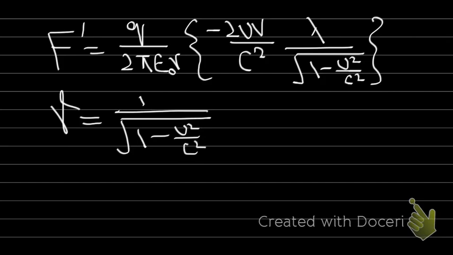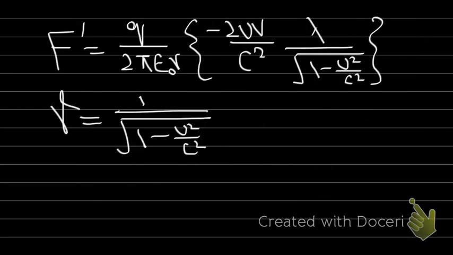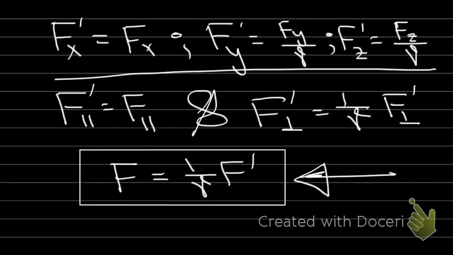Before I wrote gamma as 1 over under the root 1 minus v squared over c squared, but in this case, instead of v squared, I would have u squared, because if you noticed previously, I wrote my expression as such. So instead of writing f prime is equal to 1 over gamma times f, I wrote it like this. Now all I have to do is substitute for gamma in this equation. So f is equal to 1 over gamma times f prime.